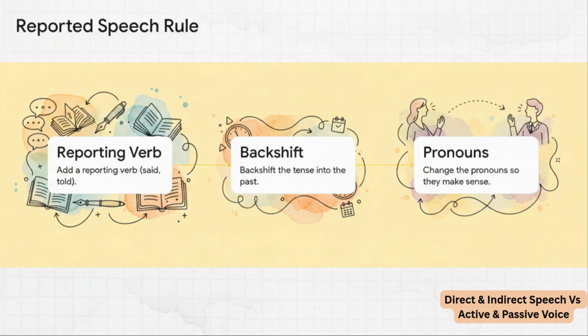Step 1, add a reporting verb like said or told. Step 2, backshift the tense into the past because remember, the moment of speech has already passed. And step 3, change the pronouns so they make logical sense in your new sentence. So I smoothly becomes he or she.